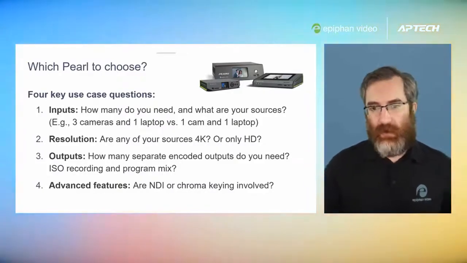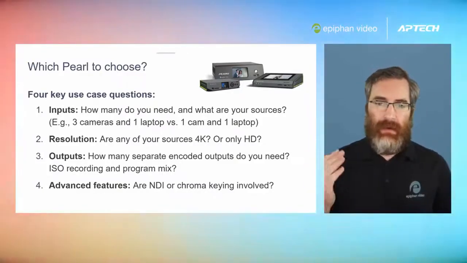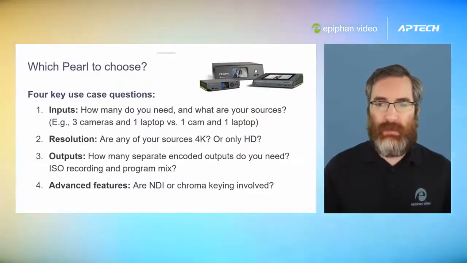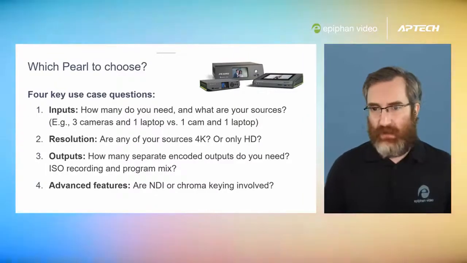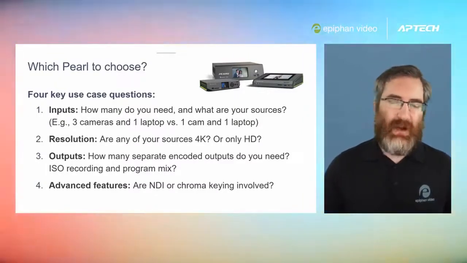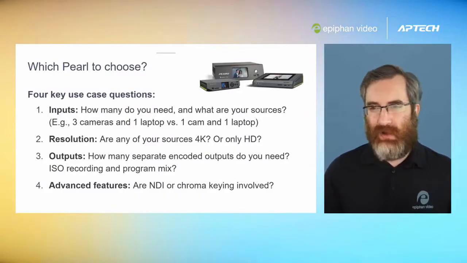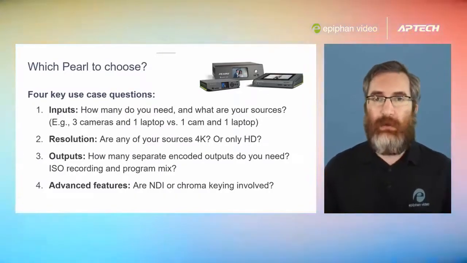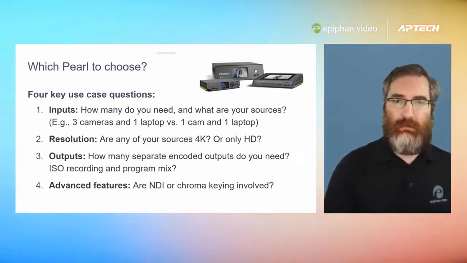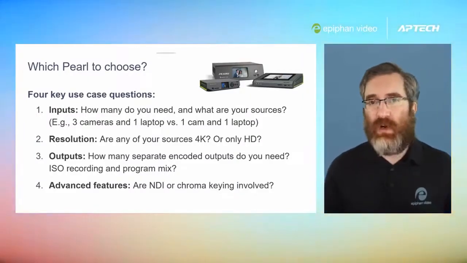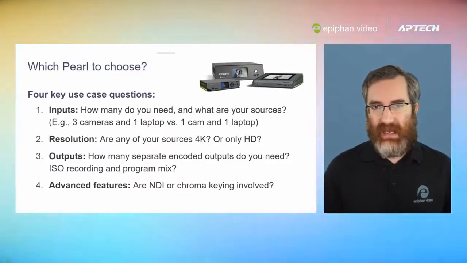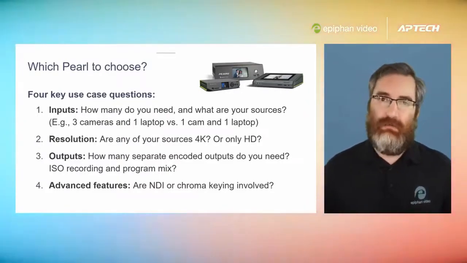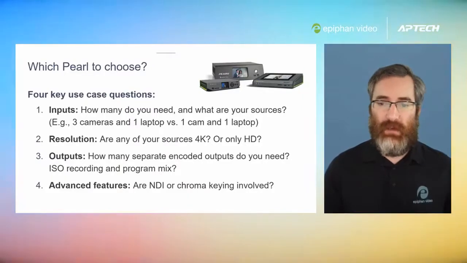So if we run this scenario again, just to say, inputs, I have 1 camera, 1 laptop for my presentation. They're only full HD. I only need a single encoded channel. And I'm not really doing any switching. I don't have NDI and I don't have chroma keying. Pearl Nano can do that. Rerun that again. I have 1 camera, 1 presentation feed. I'd like to do an ISO recording of my camera in addition to my mixed and switch program feed. Pearl Mini would suit that.